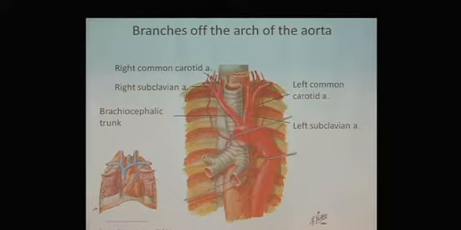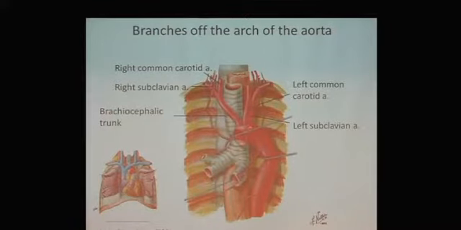The next branch is the left common carotid here. So that's going to go up the left side of the neck toward the head. And then the third branch is the left subclavian. So it travels under the clavicle, right? So it's subclavian. Okay. So these three vessels provide really all of the circulation to the head and the arm, the neck, shoulder girdles.